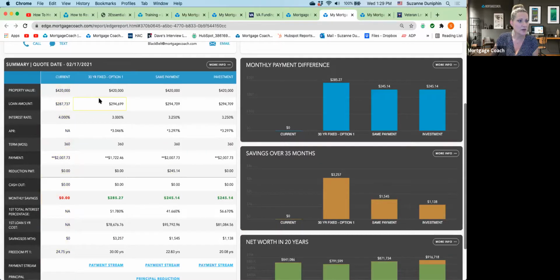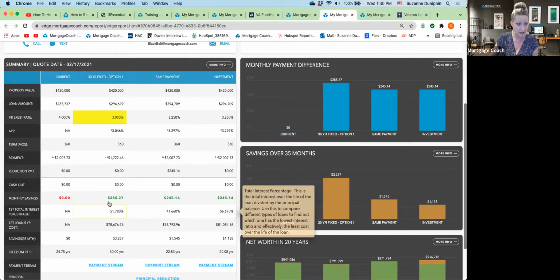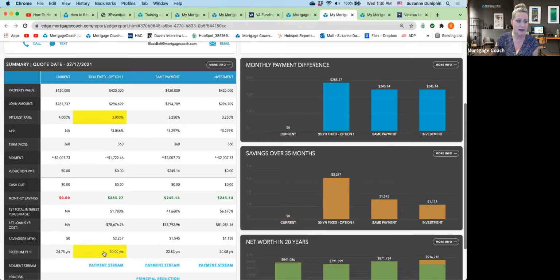So we do a 30-year fixed option 1 for them. And with the lower interest rate, they can save about $200 a month. Okay, that is going to set their freedom point back to 30 years. And a lot of people are very sensitive about that. They don't want to go back to that 30-year mark. They're already down 5 or 6 years, and then they don't want to reset the clock, right?